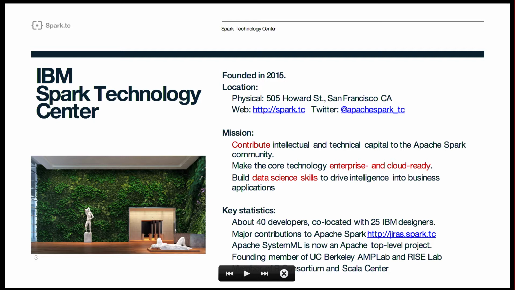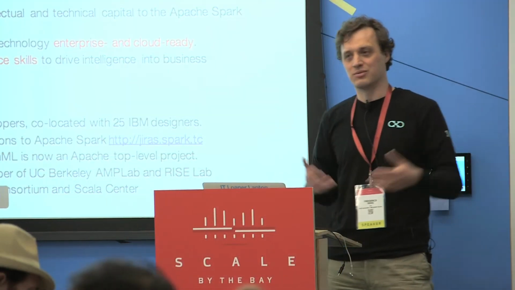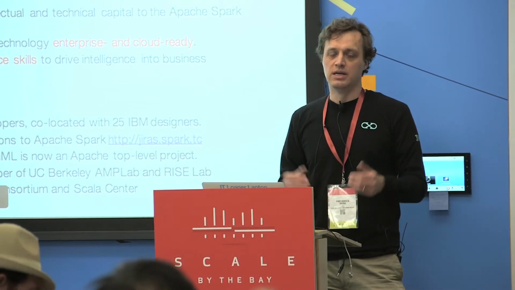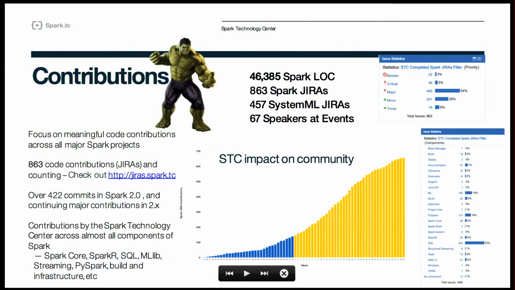We have a three-part mission. We contribute to the Apache Spark community. We build core technology and make it more enterprise and cloud ready. And we build data science skills and teach the enterprise about data science. What all of those three-part missions generally break down to is writing a lot of code, pushing a lot of changes, in particular to Apache Spark, but also to related Apache projects like Apache Arrow and the Jupyter Notebook ecosystem, and as is relevant for this talk, Apache SystemML.